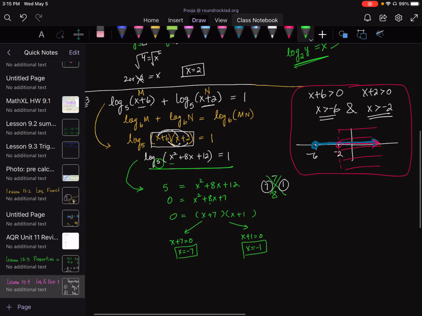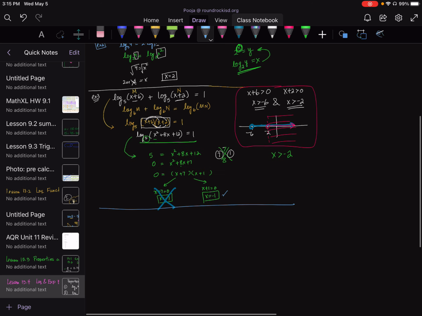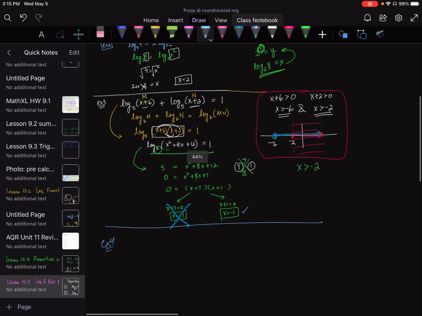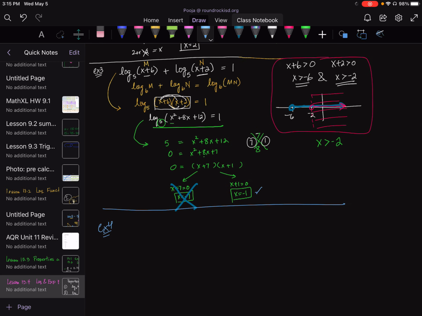Now is the time to look at our domain restrictions. Well, the domain has to be greater than -2. Which one of these is greater than -2? -7 is less than -2, and hence we're going to ignore that answer. And this is our final answer. I know, it was very interesting and different and unique. You've never done this before. Let me give you another example. Hopefully this one's slightly not as long.